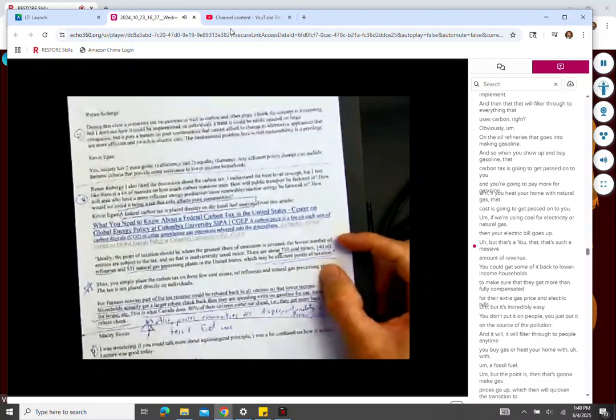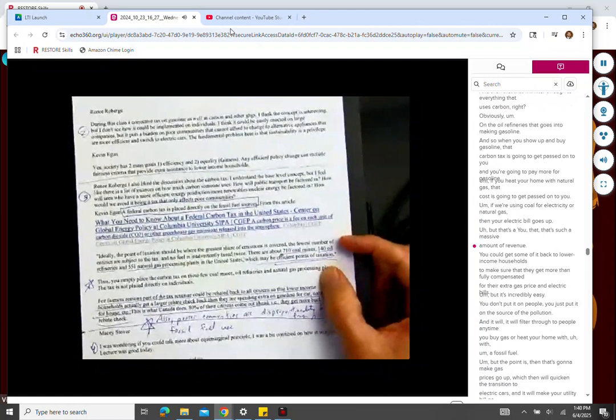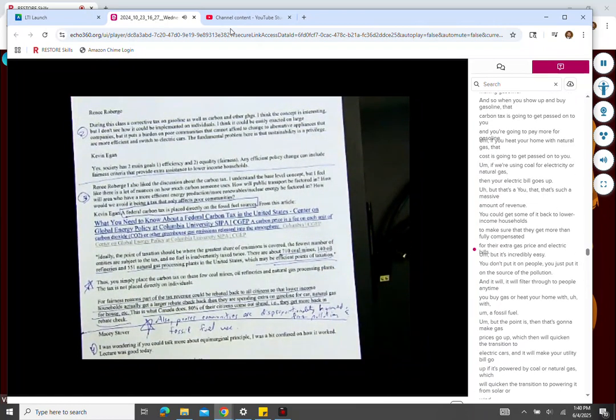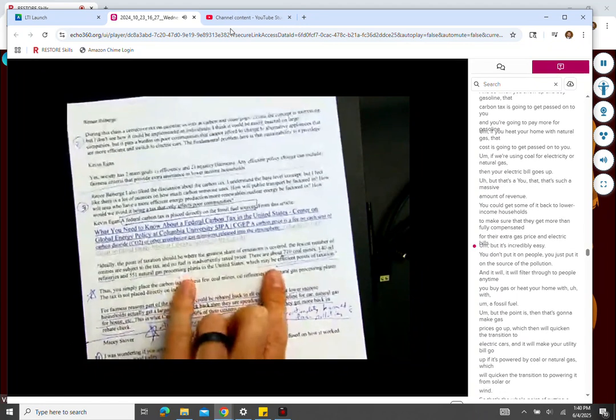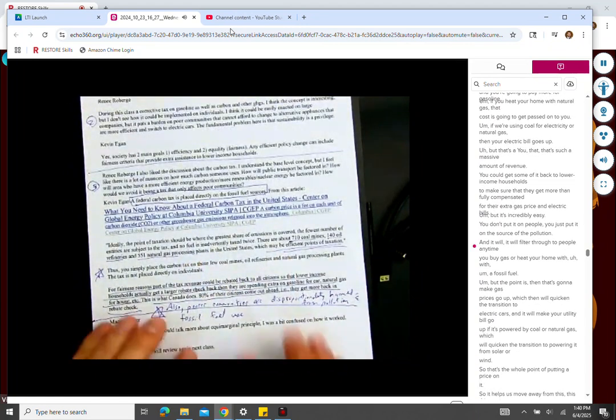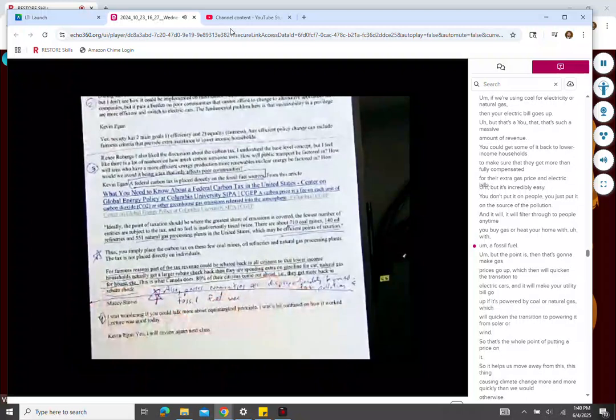But that's such a massive amount of revenue. You could give some of it back to lower income households to make sure that they get more than fully compensated for their extra gas price and electric bill. But it's incredibly easy. You don't put it on people. You just put it on the source of the pollution, and it will filter through to people anytime you buy gas or heat your home with a fossil fuel.